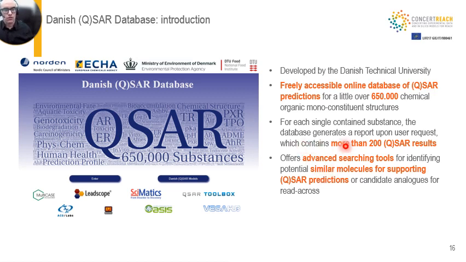And the database also offers some advanced searching tools for identifying potential similar molecules, which can be used for supporting QSAR prediction or, for example, as candidate analogs for read-across. I would like to highlight the difference between the DanishQSAR database and VEGA. While VEGA runs the selected model on the target molecule, the DanishQSAR database searches if the target molecule is present in the database and then extracts already generated QSAR results.